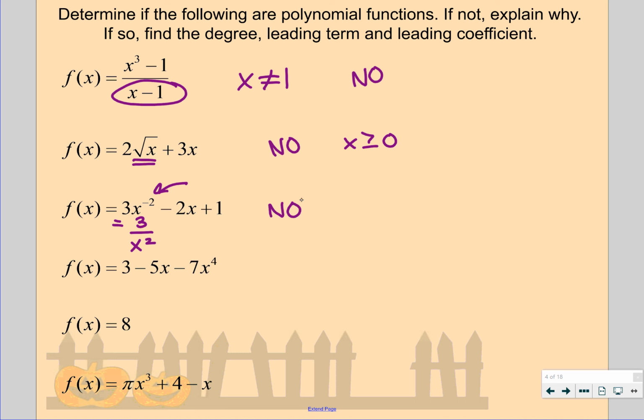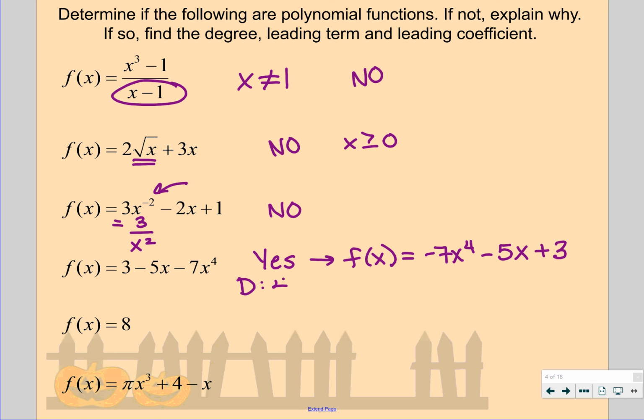What about the fourth one? Domain's all real numbers. I don't have anything weird with my exponents. I don't have any denominators. This is a polynomial. I'm going to put this in standard form, which means I'm just going to reorder my terms, exponents highest to lowest. Highest exponent is the fourth power, so my first term is going to be negative 7x to the fourth. Next, I have an x to the first with my negative 5x, and then positive 3, no variable at the end. What is the degree of this polynomial?